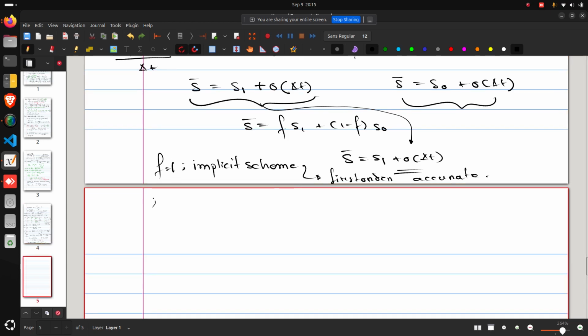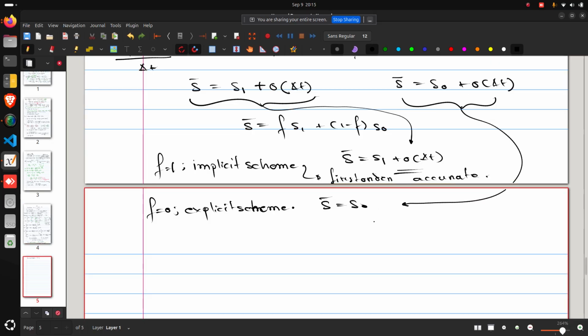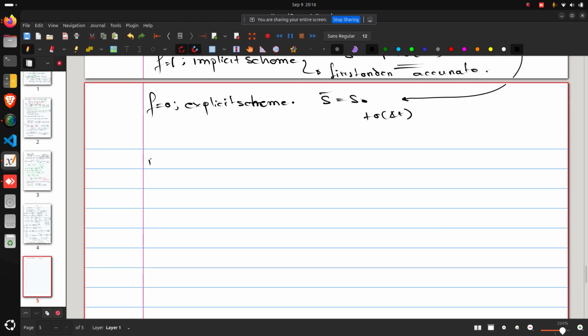But what happens if we put f equal to 0? So if we put f equal to 0, we have an explicit scheme. So what is that explicit scheme? It means that S bar is nothing but S naught, which is this part, right? But it has associated with it an error of order delta t. So what do we conclude from this part? We can see that both.